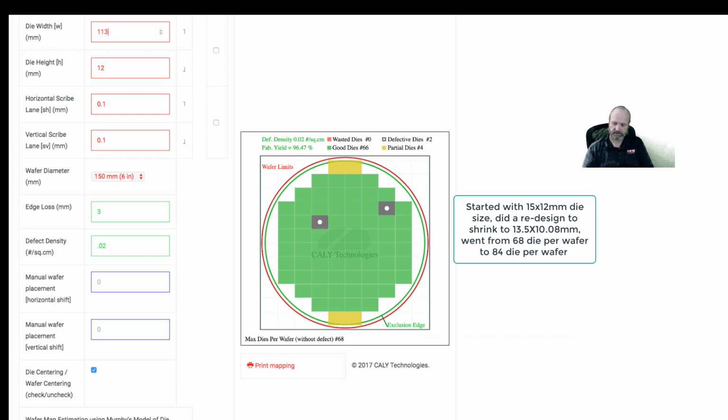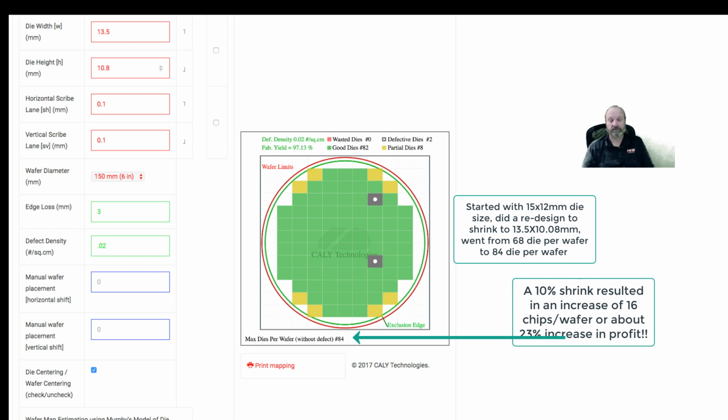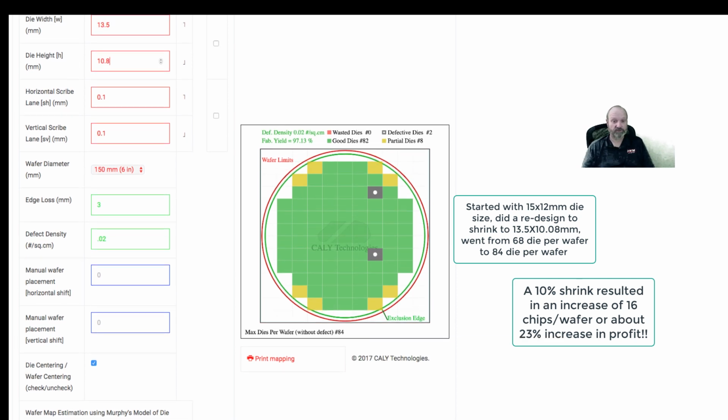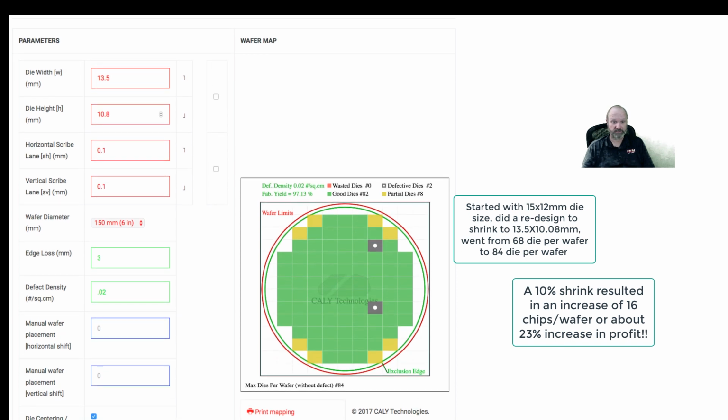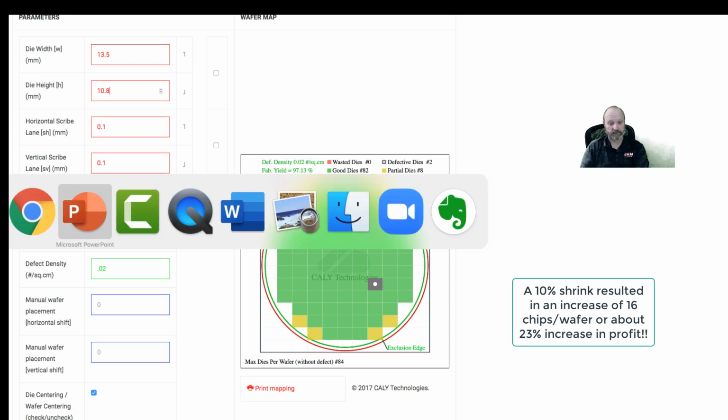So that was 13.5. And 10.8. Oh, 84. So 67 or 68 to 84. So we gained a bunch of chips, right? And that's all profit. So, you know, it's roughly 20% increase or more, 30% increase in the number of die per wafer from what we used to have. And if we don't change our price, that means it all goes into yield. All right, let me go back to the PowerPoint.